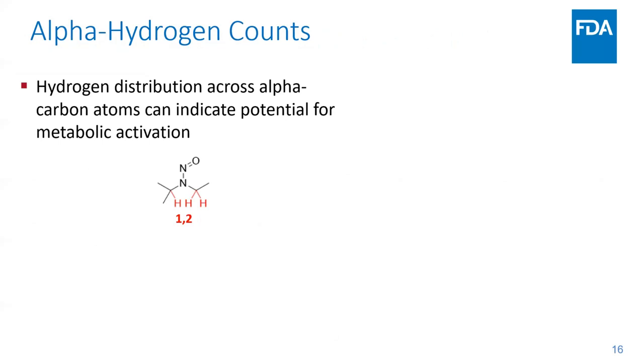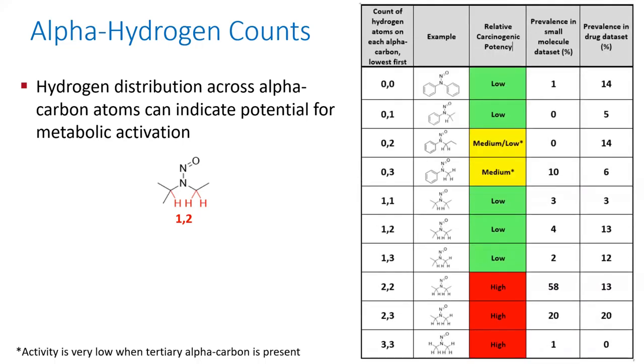So we started by looking at the alpha hydrogen environment, specifically looking at the number of alpha hydrogens available on each side of that N-nitroso group and their distribution. And so if we think of all the possible combinations we could have, they're shown here in this table on the right-hand side. And the far right columns show you the prevalence of those features, those substructures, in the small molecule data set and then also in the drug data set.